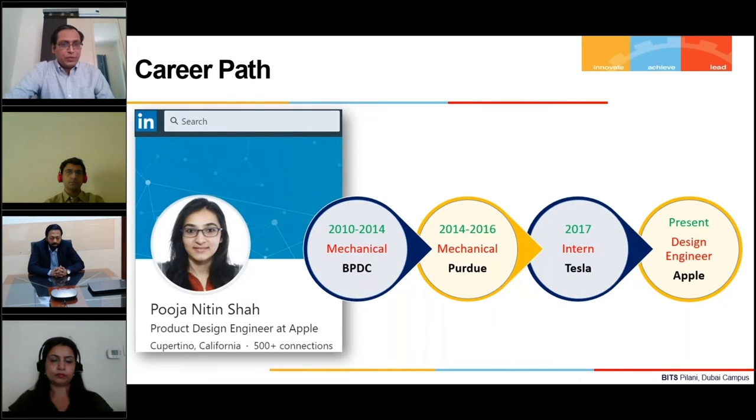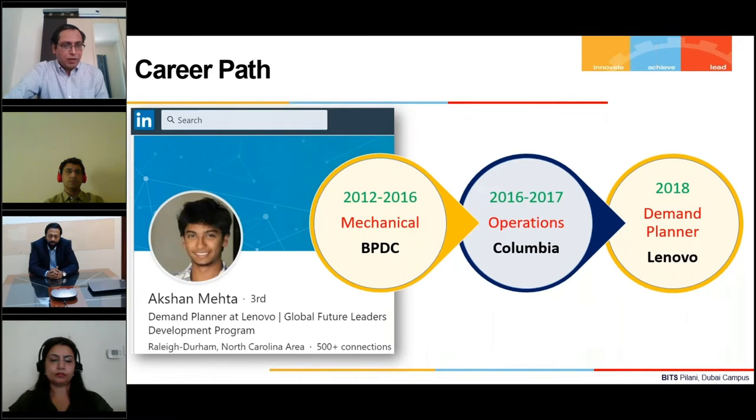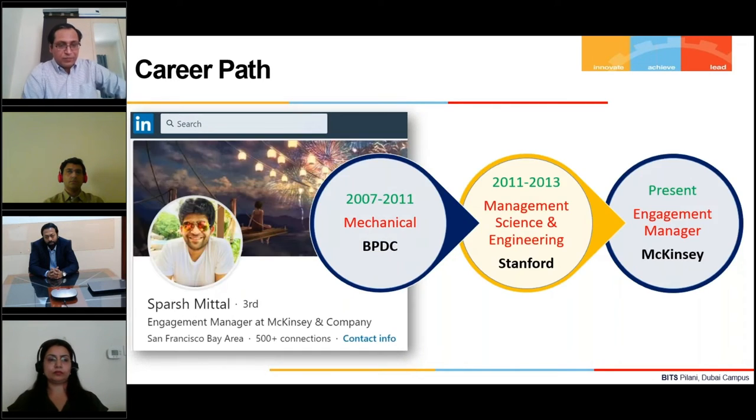What I'm going to show you now are some of the career paths that have been charted by students. Pooja graduated in 2014 and then pursued a higher degree in academics before moving on to industry. Next slide, please. Akshan, on the other hand, graduated in 2016 and has stayed completely with the industry, climbing up the ladder. Next slide, please.